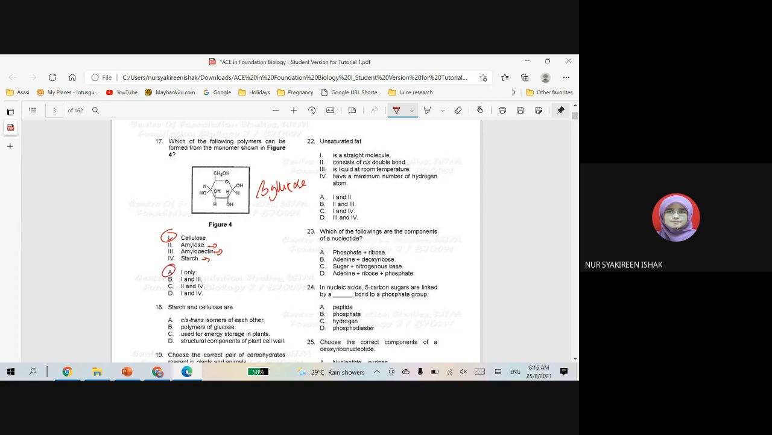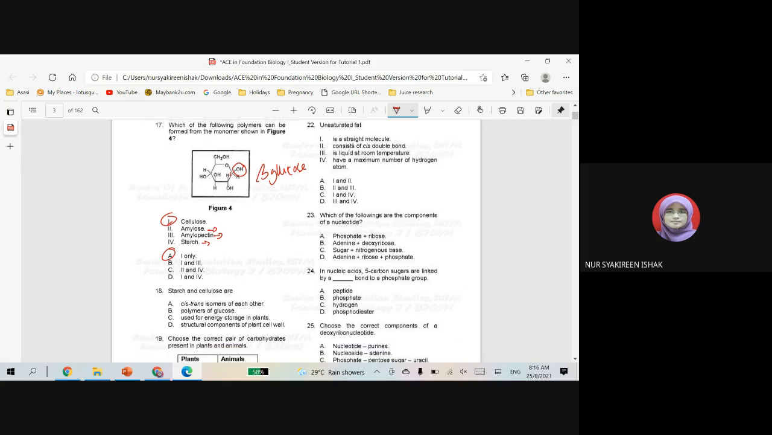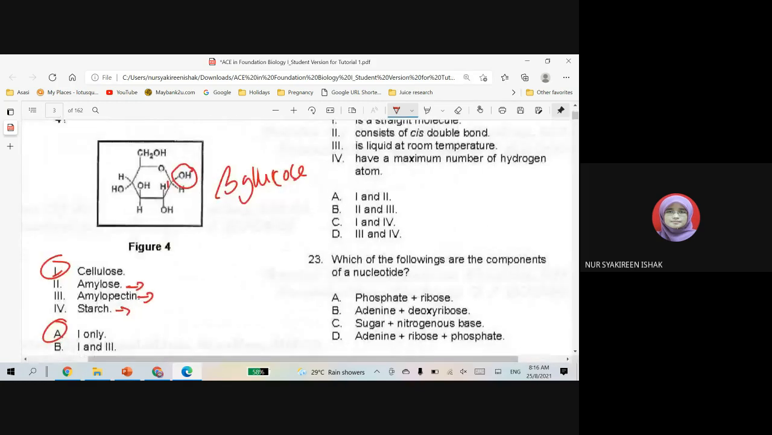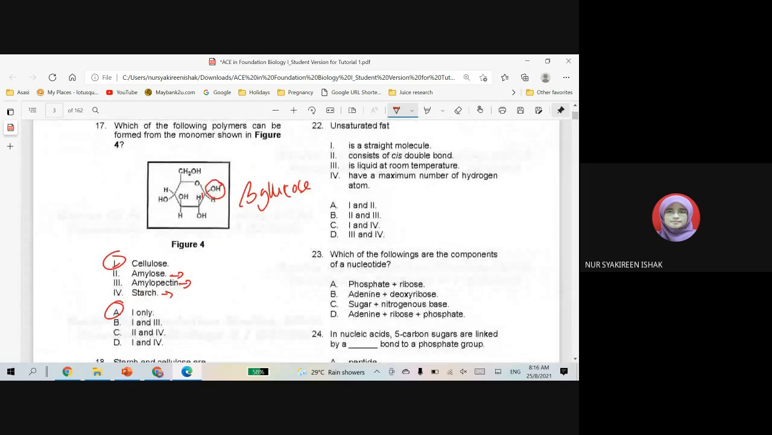Kan? So how do you know it is beta glucose? You look at carbon number 1, and the hydroxyl group is above the plane of carbon number 1. Kalau alpha glucose, OH dekat bawah of carbon number 1. So you have to know how to number the carbon. This is carbon number 1. You have oxygen, and then carbon number 1, 2, 3, 4, 5, and number 6. You have to know how to number the carbon for glucose, so that later you know how to name the bond.